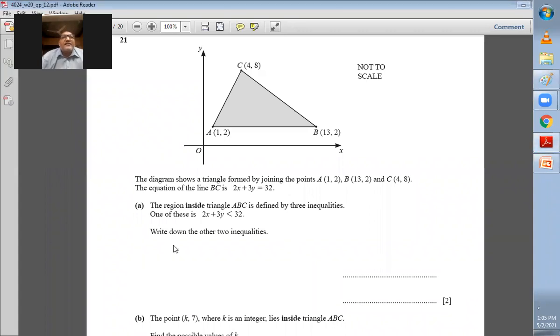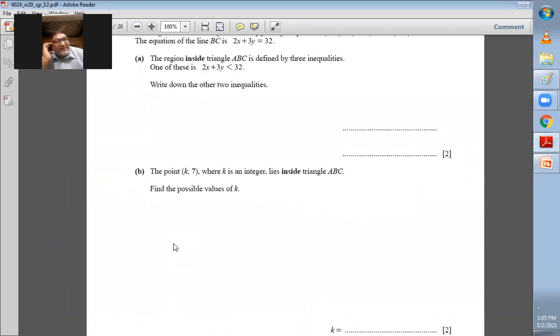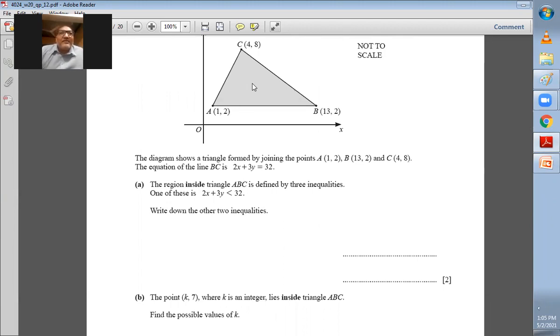And the next part is, the point (k, 7), where k is an integer, lies inside the triangle ABC. Find the possible values of k. So the point is here somewhere. Its y value is 7, which is already given. The x value we have to decide.